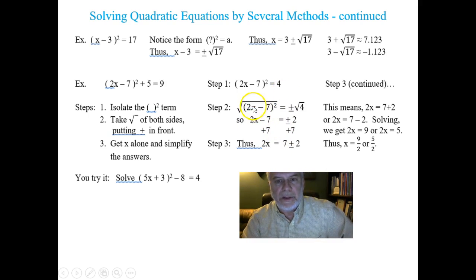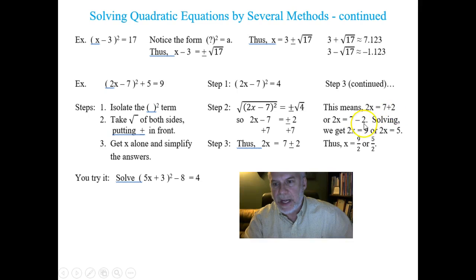Now you're ready to take the square root of both sides because you have something squared on the left side. So you take the square root of the left side and the square root of the right side. You end up with 2x minus 7 equals plus or minus 2 because the square root of 4 is just 2. Then you want to add the 7 to both sides. So I get 2x equals 7 plus or minus 2. Now, that's two things on the right side: 7 plus 2 and 7 minus 2. So let's split them up into separate equations.